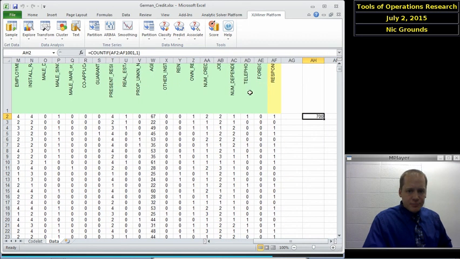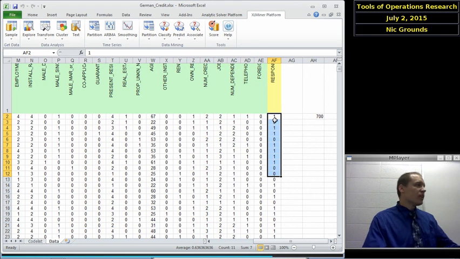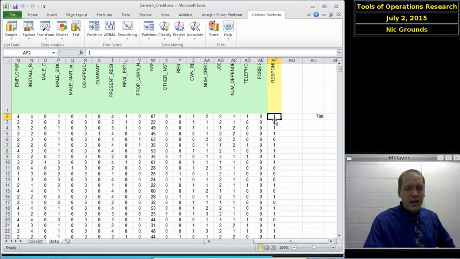In the end, what we have is a field called response, which says whether or not that person was given the loan or denied the loan. So somebody given the loan has a value of 1 in that field. Somebody who was denied that loan is given a value of 0.